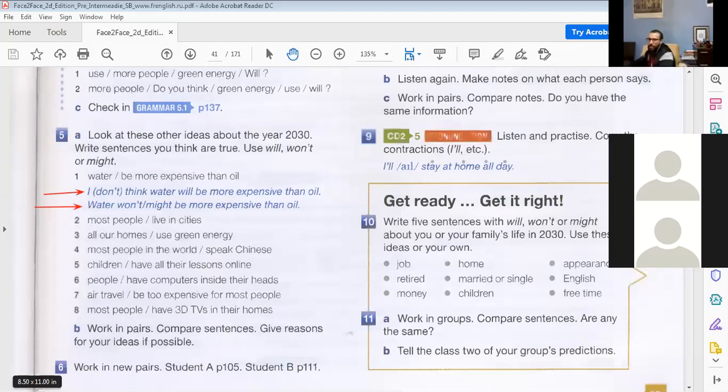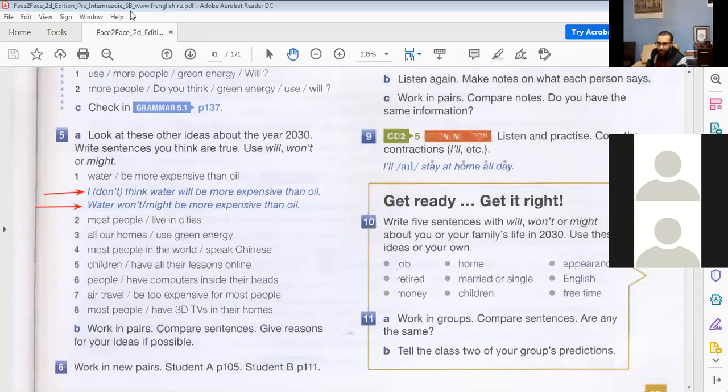So here we're just using will, won't, and might to talk about these ideas. All of these ideas are about 2030, so we're discussing the future. So you can call these ideas predictions for 2030. All you need to do to talk about them is just use will, won't, or might. If you think these predictions are likely to happen, use will. If you think they're unlikely to happen, you can use won't. Or you can say, I don't think blah, blah, will, blah, blah. So there's another way of doing it.